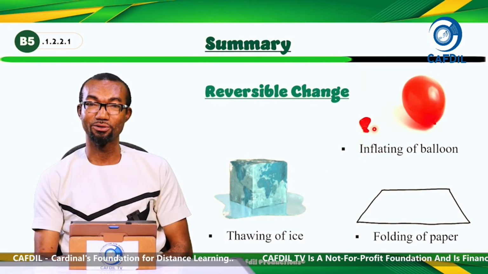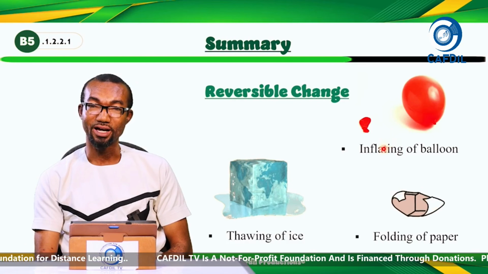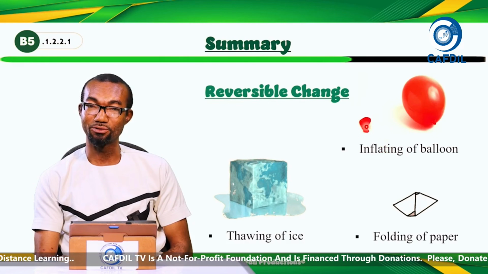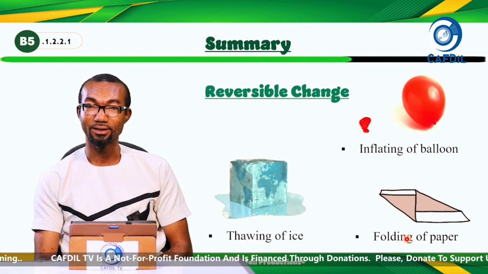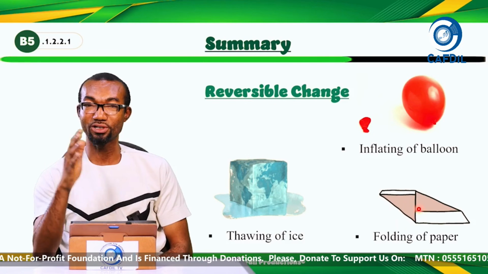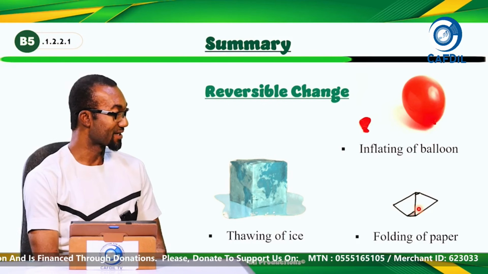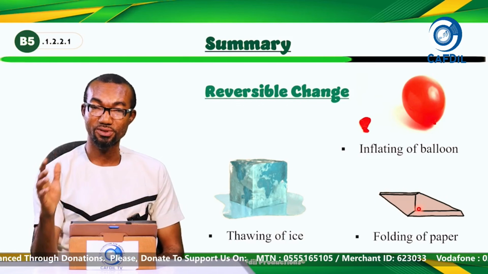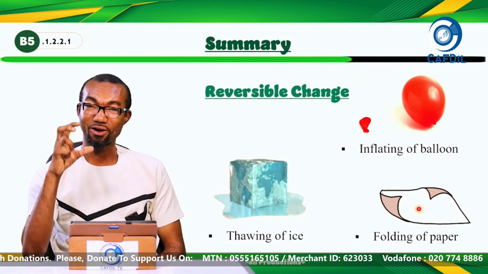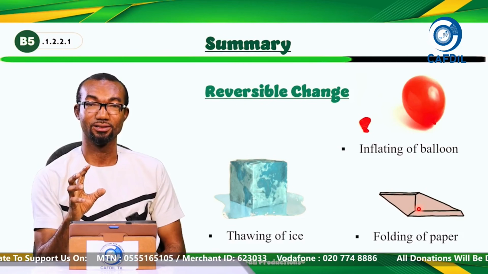If I get a balloon and inflate it with air, if I remove the air from the balloon, I'll get my balloon back. If I fold the paper, I can just unfold it and I'll get my paper back. So all these changes you see on your screen are reversible changes. No new substance is formed. I can get my original object or material back.